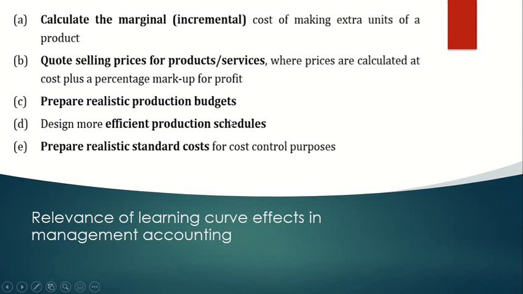To decide overtimes and all, we can consider this particular learning curve theory. Prepare realistic standard cost for cost control purposes. Yes, obviously for cost control purposes, we can prepare realistic standard cost. Otherwise, if we are not considering the learning curve theory, we will say for the first unit we need labor cost 500, for the second unit we need 1000, for the third unit we need 1500. Likewise, we will do a straightforward computation, but for labor it's not like that. It should be more realistic. Therefore, we can incorporate learning curve theory into standard cost computations.